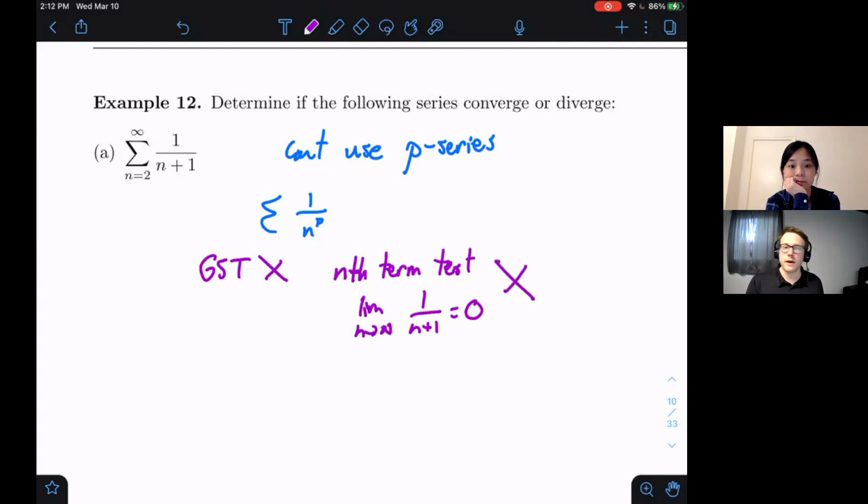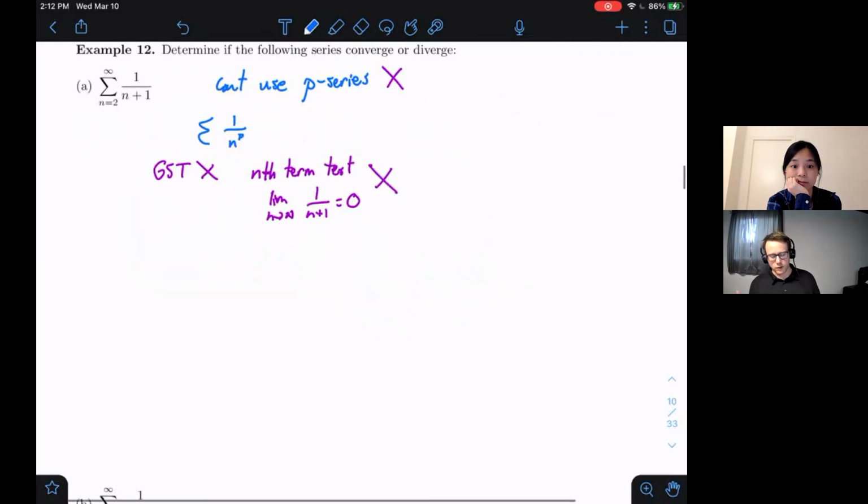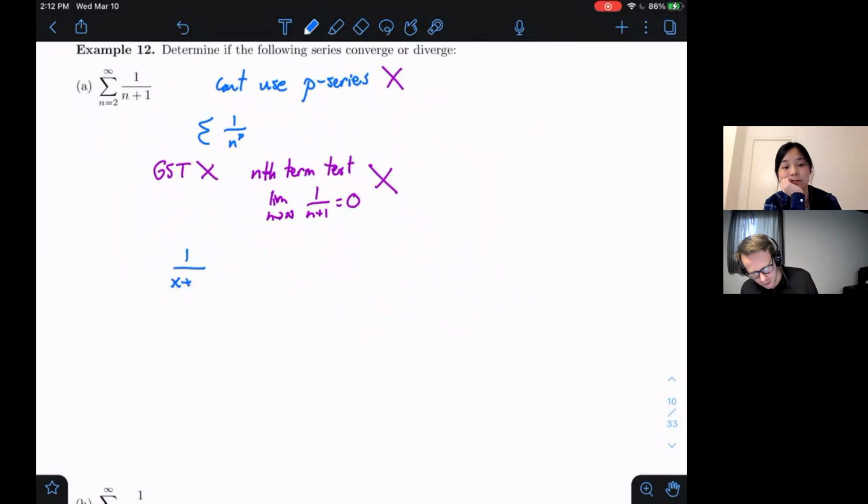So, okay, now we go down our list. We thought about p-series. We can't really use p-series on this. And so the next thing is the integral test. And the integral test, it turns out, we can use in order to solve this. So when we think about the integral test, we think about this corresponding function, this 1 over x plus 1, that we would like to compare it to.